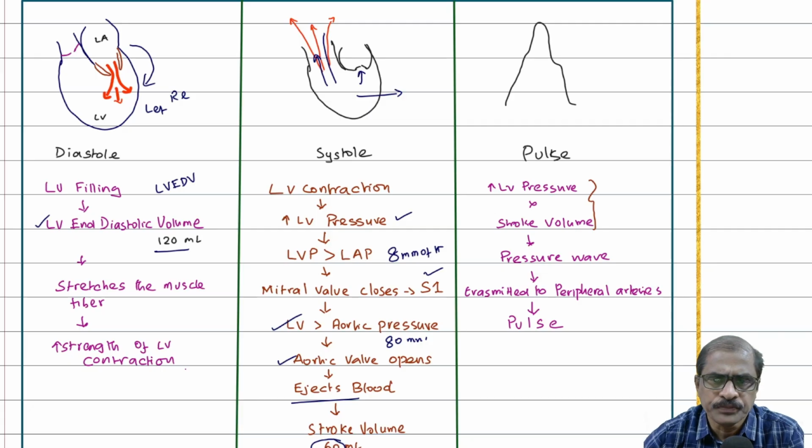the aorta. This rise in LV pressure and stroke volume generates a pressure wave which is transmitted to the peripheral arteries and felt as pulse. So it is because of this LV pressure and stroke volume that a pressure wave is created and transmitted to the peripheral arteries much faster than the blood column, which can be felt as pulse.